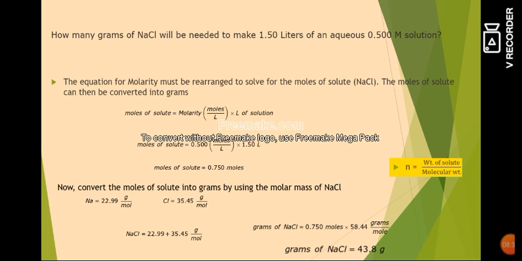As we know, the moles of solute is equal to the molarity multiplied by the volume of solution. That gives 0.75 moles. Now convert the moles of solute into grams by using the molar mass of NaCl. The molar mass of NaCl is 58.44, and so the grams of NaCl is 43.8 grams. So 43.8 grams of NaCl is needed to make 1.5 liters of an aqueous 0.5 molar solution.